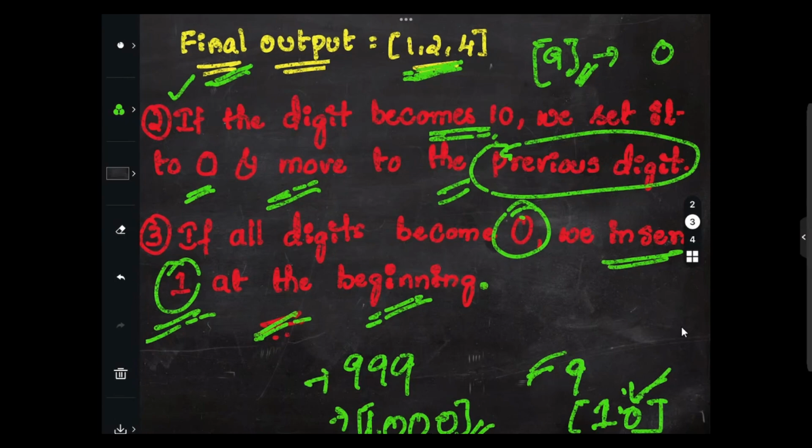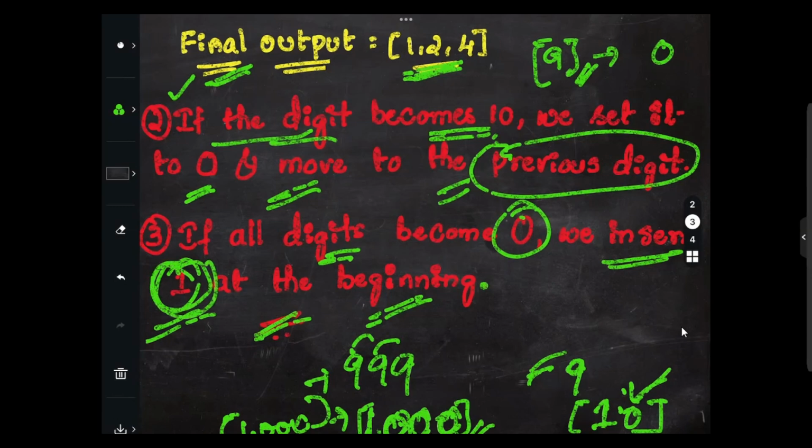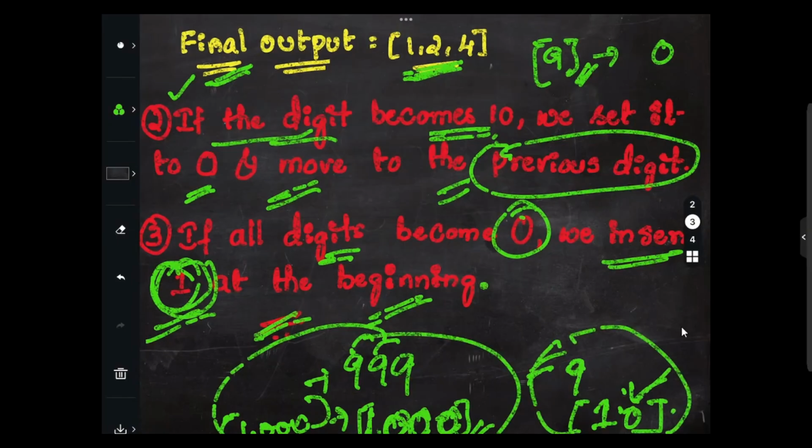So here, if I consider the example 999, we will give 0. Again, the next digit to this one is also 0 and the next digit to this one is also 0. And we will append 1 at the beginning. So this becomes 1000, right? This one we need to consider. If the digit becomes 10, we will set it to 0 and move to the previous digit. The third main thing here is if all the digits become 0, then we will insert 1 at the beginning. We will discuss this example again during the edge cases, right? I hope this is clear.